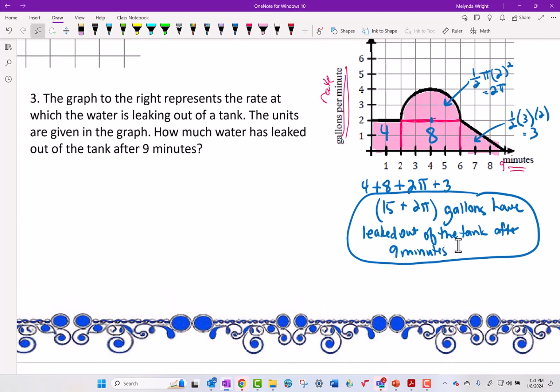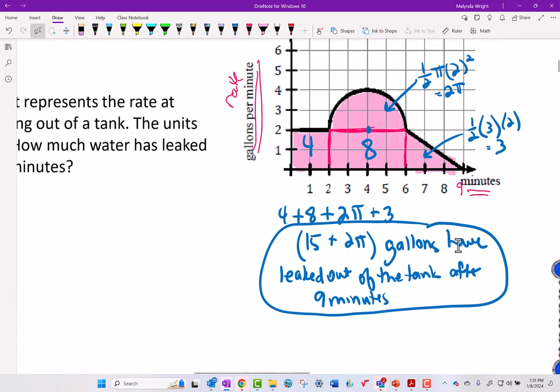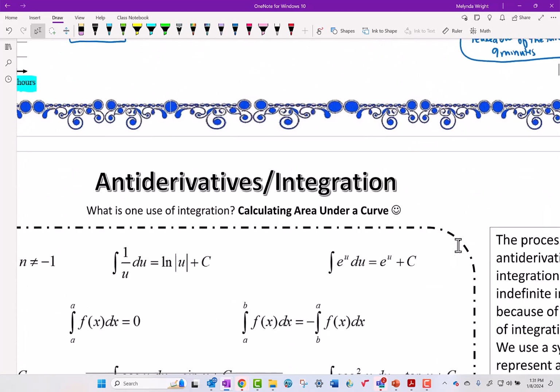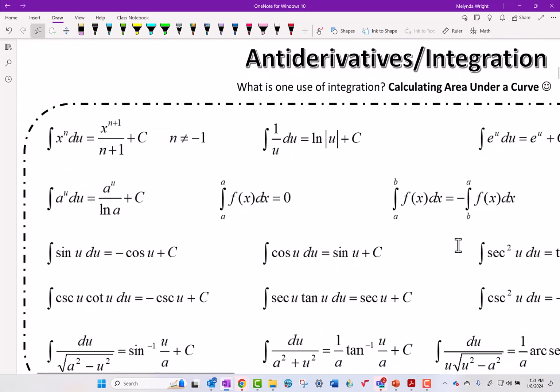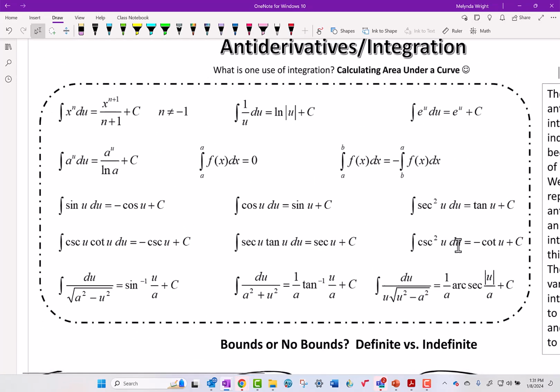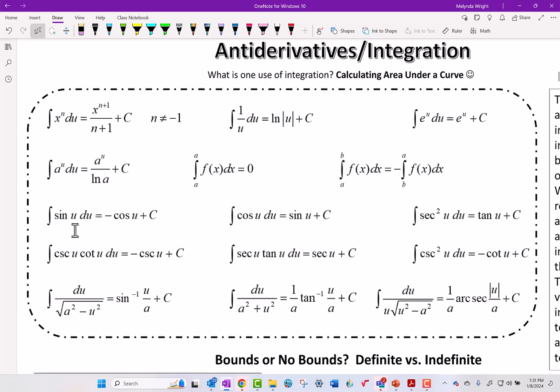All right, so that's an overview of area under the curve. How are we feeling about that? Okay, so now let's go to the second part of the lesson, which is antiderivatives and integration. There are a lot of uses. One use of integration is area under the curve, and that's what we talked about. Calculating area under the curve is one thing that we do with integration.